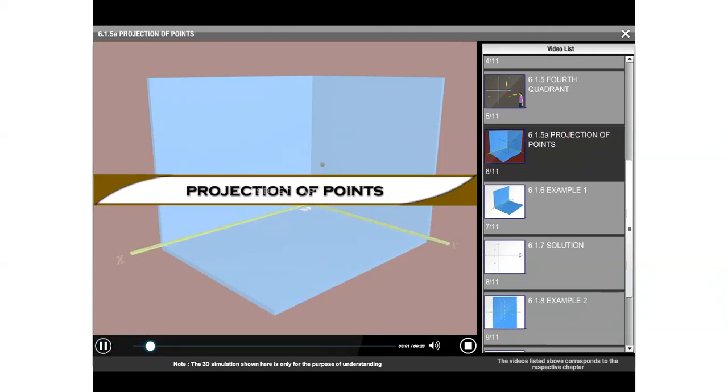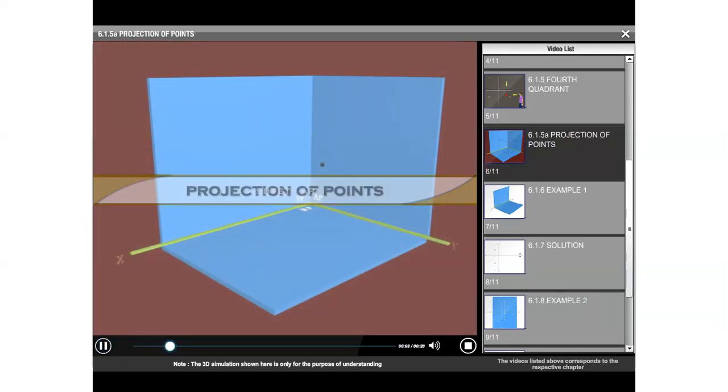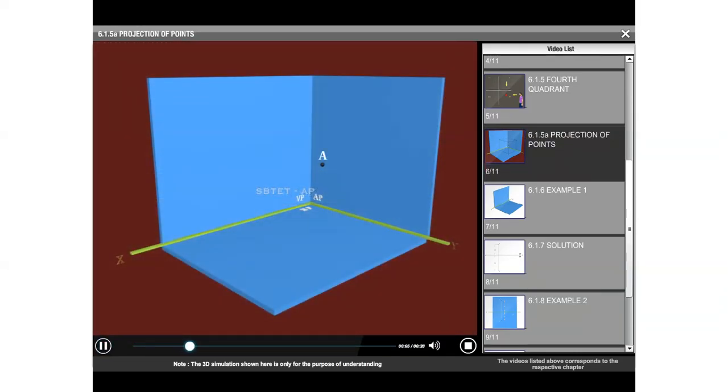Projection of points. In this, we will see how a point can be projected onto the vertical plane and horizontal plane. The point can be projected onto the horizontal plane by looking from the top, and the point can be projected onto the vertical plane by looking from the front.